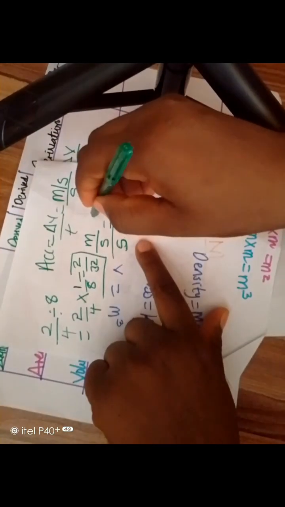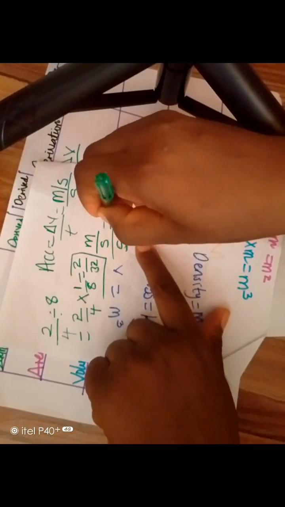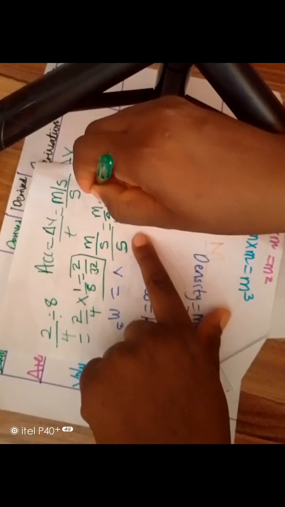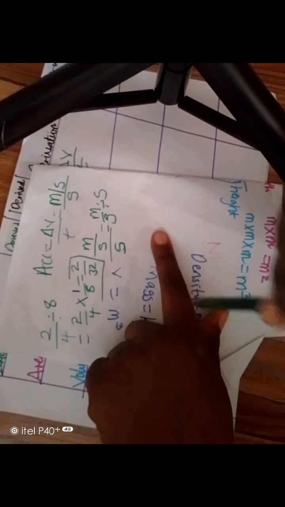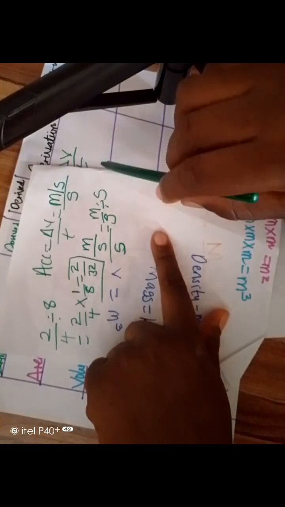Understand? Okay, now our m/s/s, just as we did here, what are you going to do? That means m/s divided by s. Have you seen it? That's what it means. m/s divided by s. Very good. Okay, if you are confused, same.